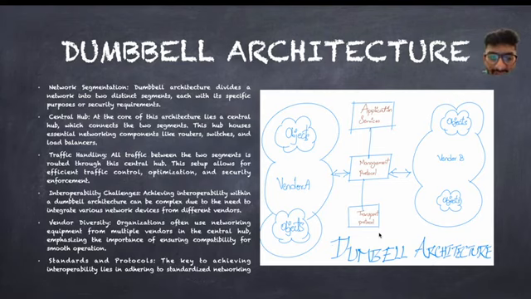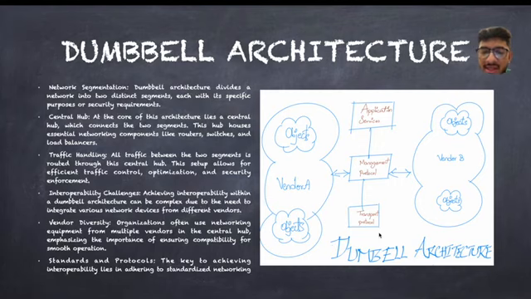Now the standards and protocols: the key to achieving interoperability lies in adhering to standardized networking. All we need here is a standard, and we don't need any kind of differentiation between all the vendors. Suppose for example you want to send a message. You are using a mobile made by vendor A, and you're going to send some data to your friend who is using vendor B.